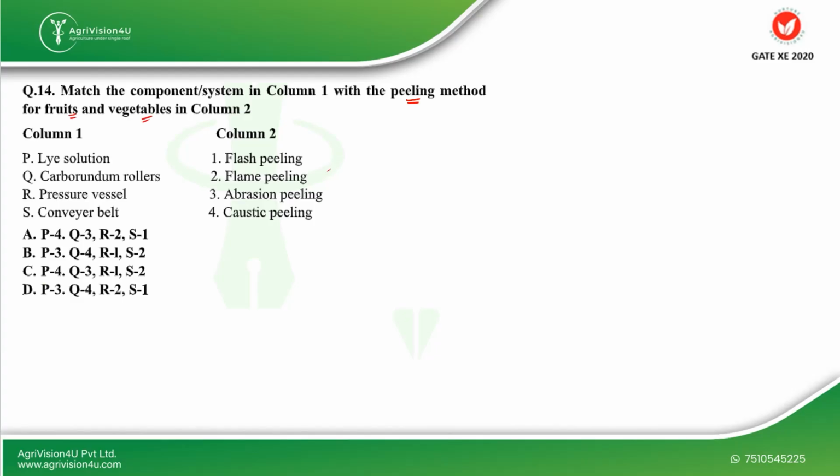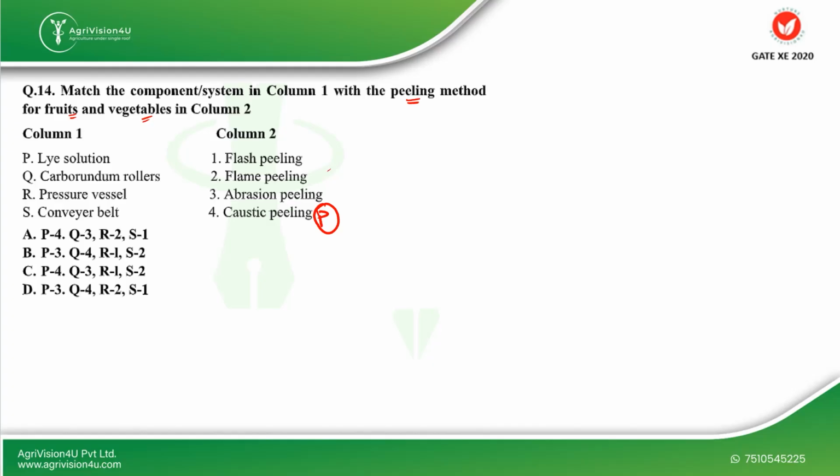Question 14. Match the component system in column 1 with the peeling method for fruits and vegetables in column 2. First is lye solution. So lye solution or the caustic solution. So it is P4. Actually this is the process of removing the peels of the fruits or the vegetables by immersion in a lye solution. So it is the oldest method which is used for the peeling of the potatoes or the tomatoes.